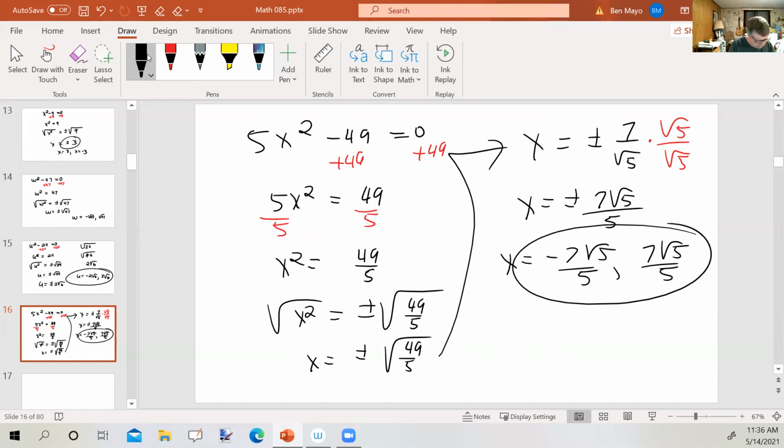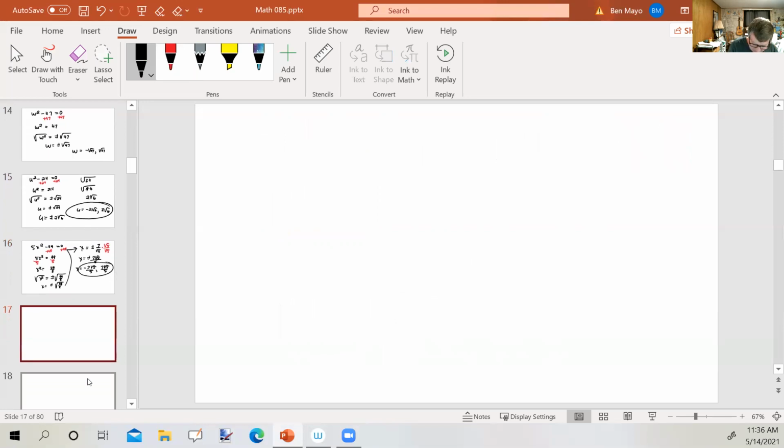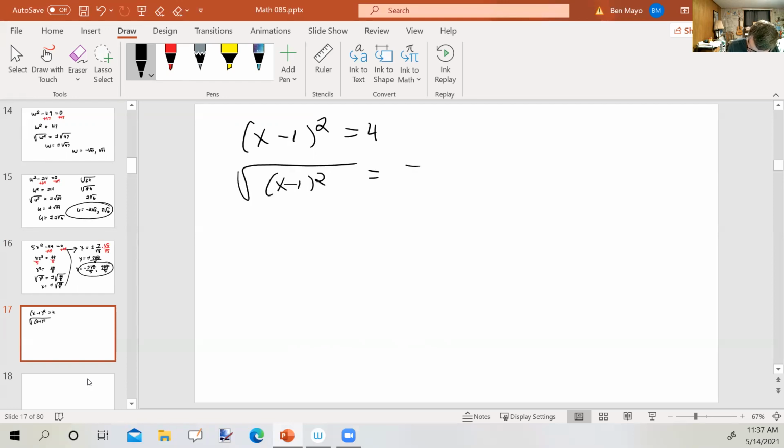Okay, now let's say we've got something like this. The quantity x minus 1 squared equals 4. Again, I have a perfect square on one side of the equation containing the variable and a constant on the other side of the equation. So I'll take the square root of both sides, including the plus or minus. So on the left, I get x minus 1. On the right, I get plus or minus 2, because the square root of 4 is 2.